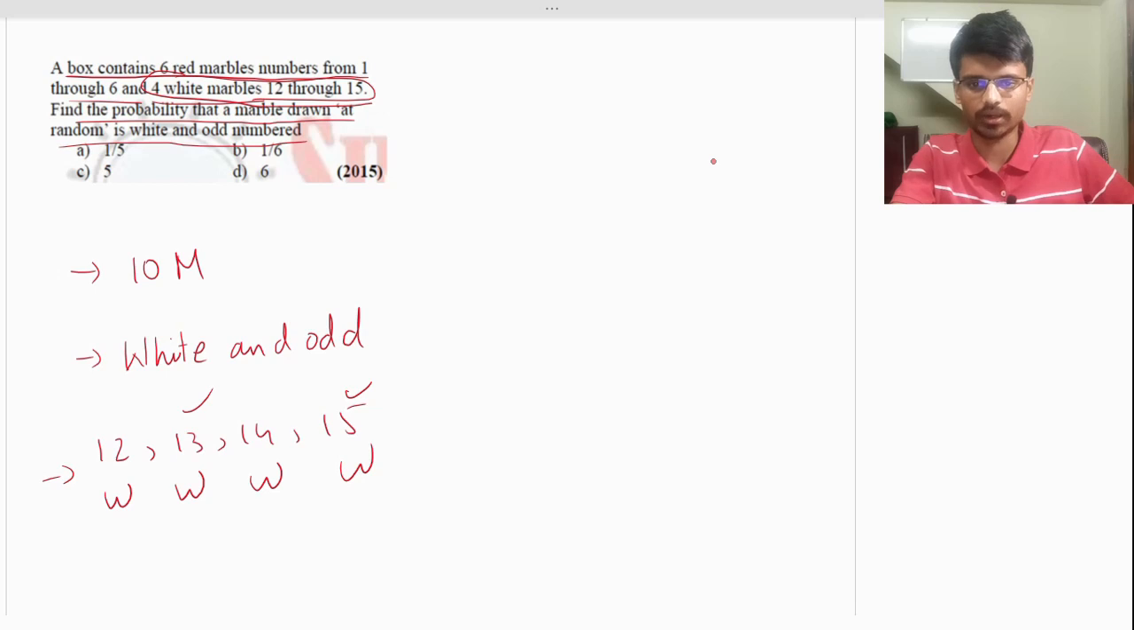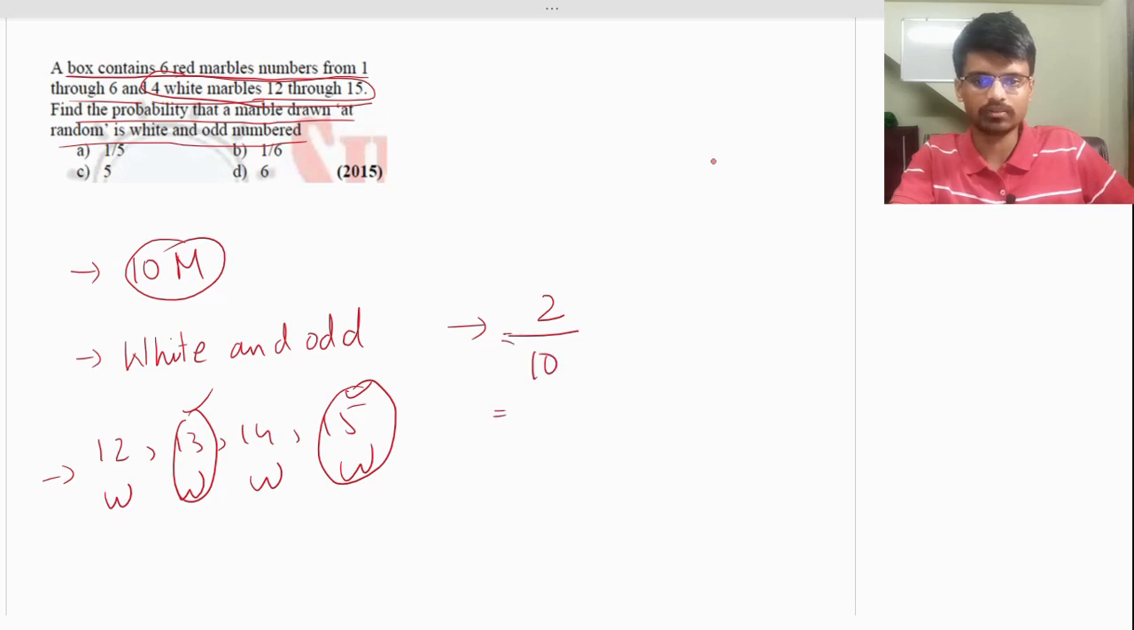Only 2 are odd. Okay, so one marble is picked out of 10. What is the probability that it is an odd white marble? There are only 2 favorable possibilities. Total number of possibilities is 10. This is an easy question, just substitution. 2 ones are 2, 2 fives are 10. The correct answer is 1 by 5. Correct answer is option A.